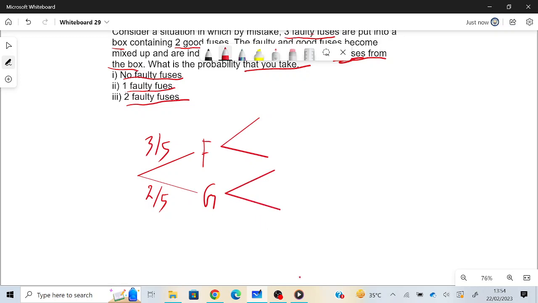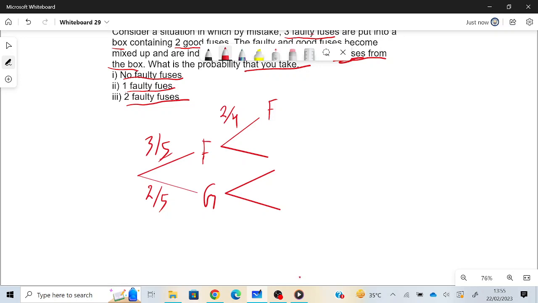Right, so for our second picks, if I was to take a faulty fuse in my first pick, what would be the probability that I would land another faulty fuse? And that would be 2 over 4. Because we had 5 originally, and I took out a faulty fuse, so that would reduce the amount of fuses in the box to 4. And because I took a faulty fuse, that would reduce the amount of faulty fuses from 3 to 2. So that's 2 over 4.